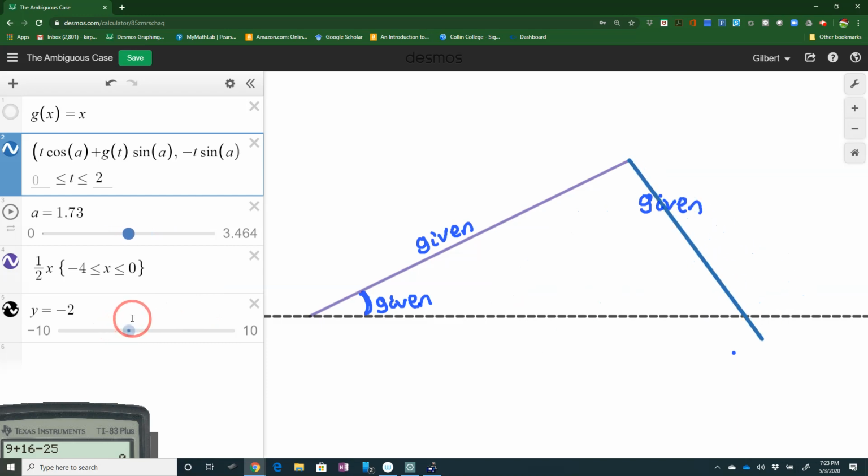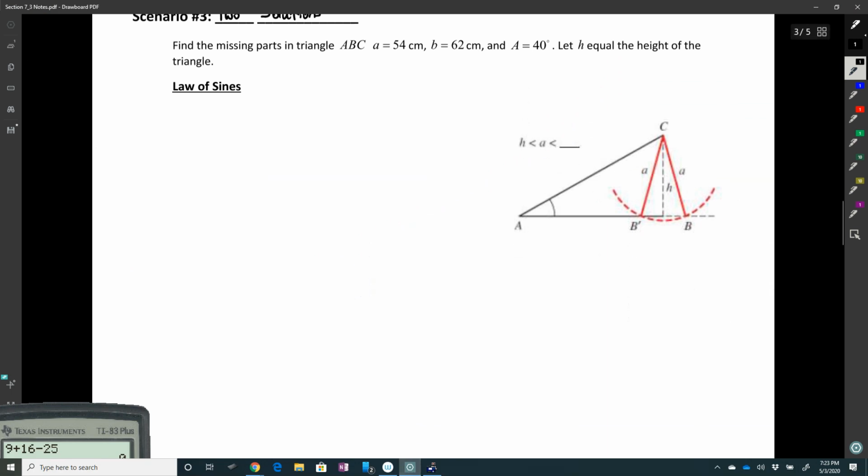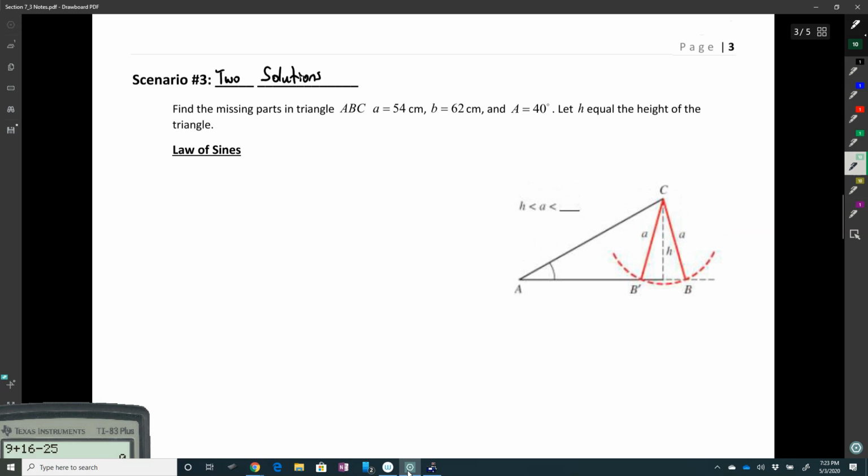All right, so let's do it with the law of sines. Now this problem says find the missing parts. So after we figure out the angle, we're going to do more stuff after it.